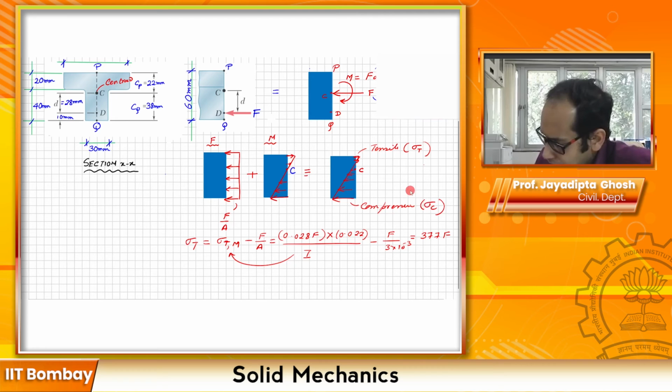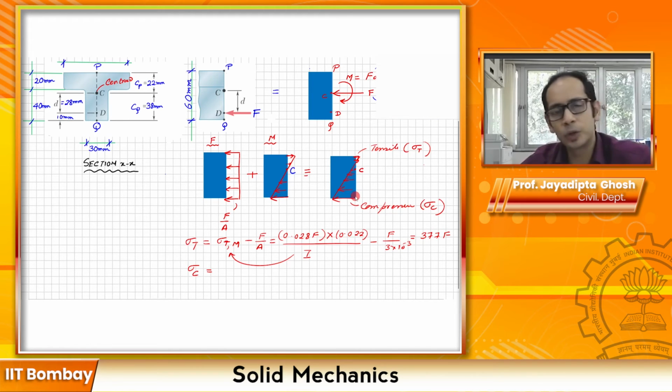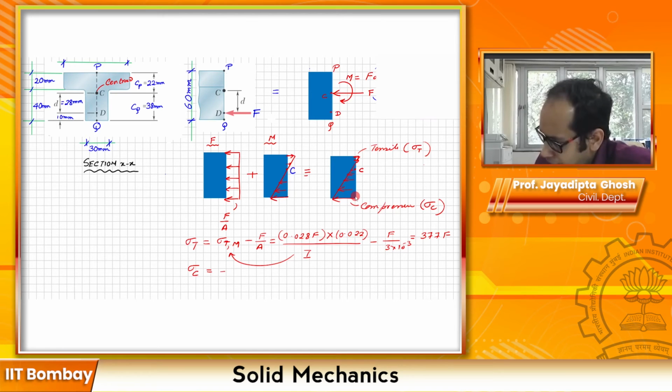So sigma C will be simply the addition of these two over here, and I'm going to write both with a negative sign. So I'm going to have minus of essentially a similar quantity, so minus sigma C comma M minus F divided by A.